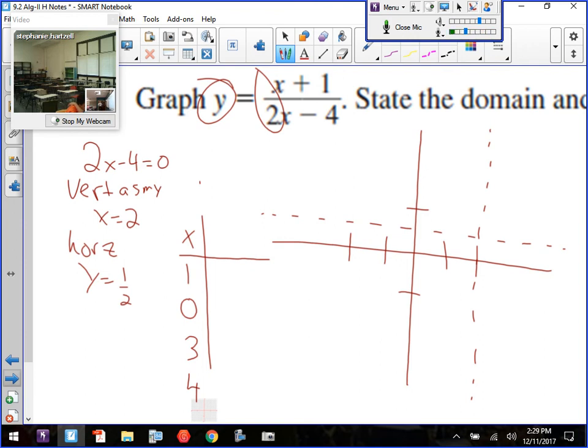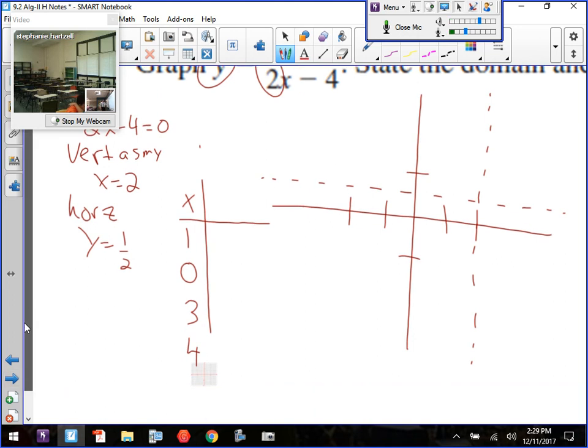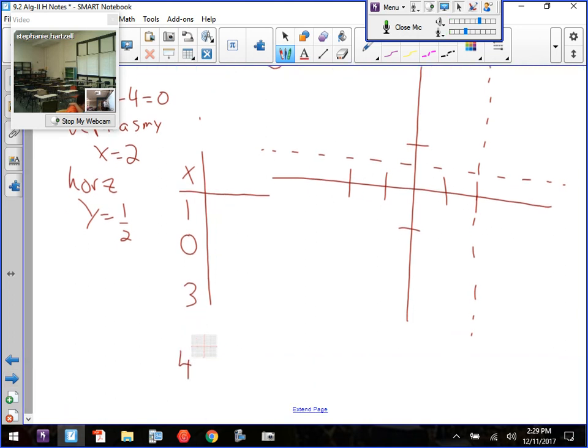So if I pick 1, what's 1 plus 1? 2. I get 1 plus 1 over 2 times 1 minus 4. So what's 2 minus 4? So what's 2 divided by -2? -1. So at 1, I'm at -1. You okay with that?